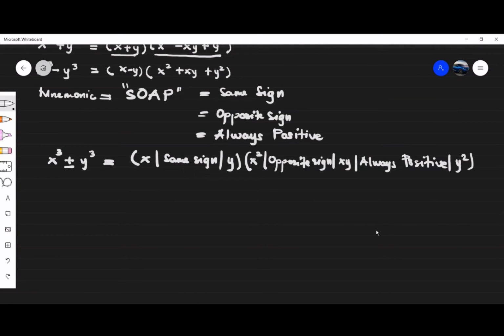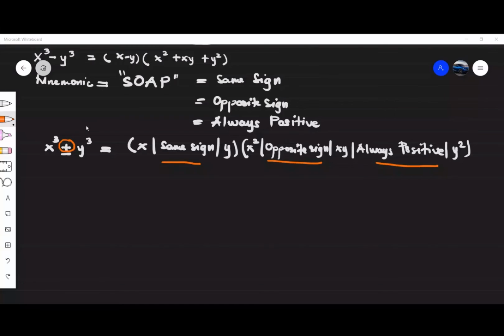So take note. If it is addition, the middle term is opposite, and the last term is always positive. So the word is SOAP: same sign, opposite sign, always positive. So let's have an example of factoring a sum or difference of cubes.